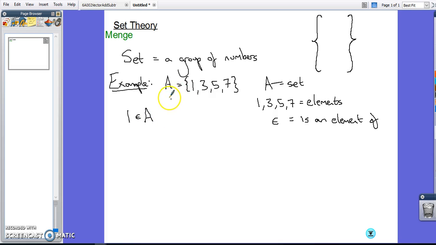That's fine. What about a different number though? What about 2? Well, 2 is not listed in the elements of set A, so we draw this funny E symbol with a line through it. This symbol with a line means "is not an element of". So 1 is an element of A, and 2 is not an element of A. A has 4 elements in total, and it creates a set A.